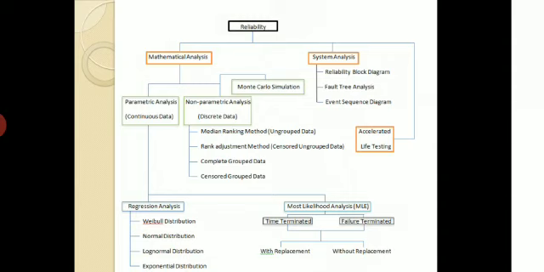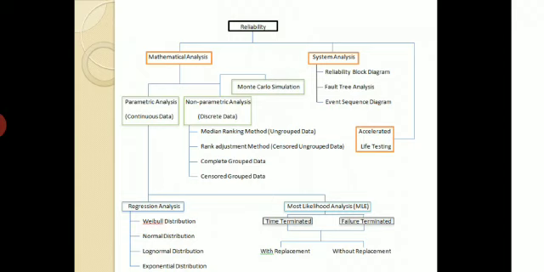Now in parametric analysis we have regression analysis and variable distributions: normal distribution, log normal distribution, exponential distribution, and the regression coefficient. In regression analysis we are going to find out the values, coefficient, variable. These variable distributions, normal, log normal, exponential, are probability distributions. Non-parametric analysis includes the median ranking method, ungrouped data, rank adjustment method, censored ungrouped data, complete grouped data, censored grouped data.